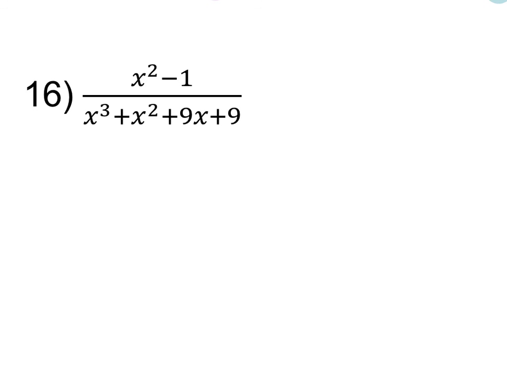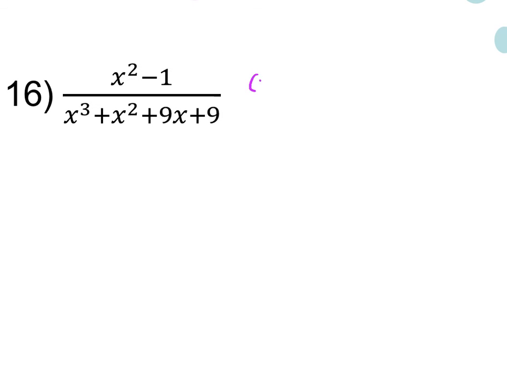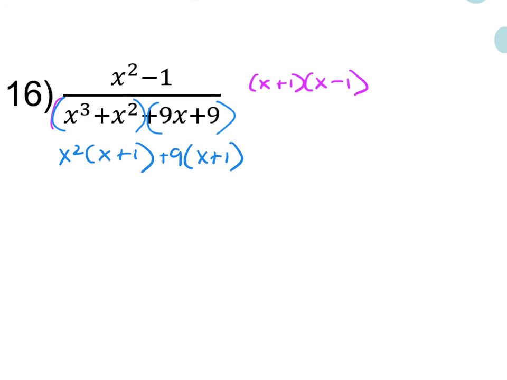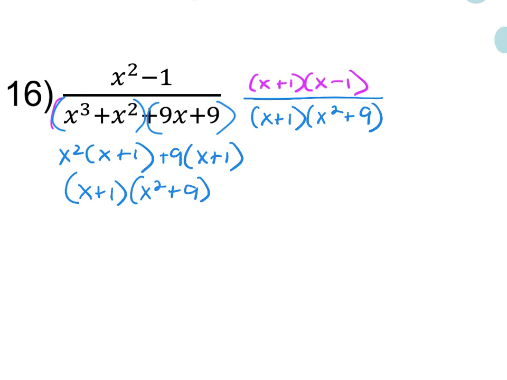All right, how do we factor the numerator? X plus 1 times x minus 1? Good. How about the denominator? I'm going to group it. What can I take out of the x to the third plus x squared? X squared. And I'd get x plus 1. What can I take out of the 9x and the 9? 9. And I get x plus 1. And I end up with x plus 1 times x squared plus 9. There's my denominator. All right, then what can get canceled out? X plus 1. Good. And I end up with x minus 1 over x squared plus 9.